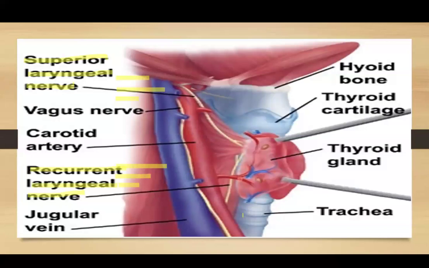Because if you try and ligate it over here, you still have risk of damaging the recurrent laryngeal. So you want to ligate it as soon as it originates. But it's the opposite for the external laryngeal or superior laryngeal nerve. You want to ligate it all the way at the thyroid and not at origin because that's when it crosses over with the superior laryngeal nerve.